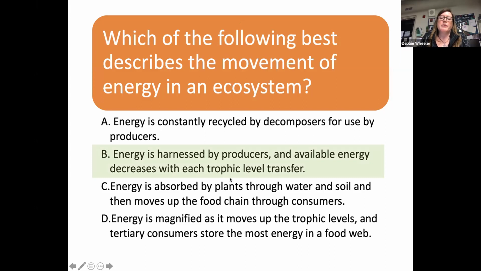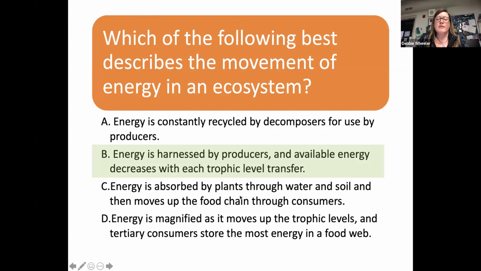Okay, so most folks answered B, which is the correct answer. Energy is harnessed by producers and then it decreases with each trophic transfer. Energy does not get recycled, right? I saw Sally's correcting that. Yeah. So energy does not get recycled. Matter does. And when we talk about matter, we're talking about nitrogen, carbon, sulfur, all those biogeochemical cycles that we need to know for this content. So that material recycles, energy does not.